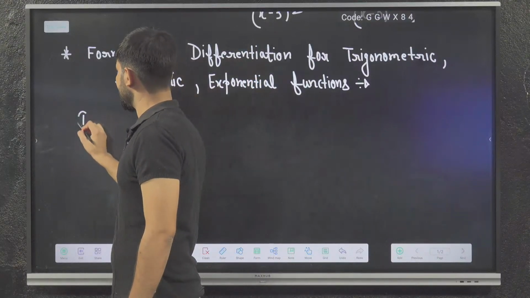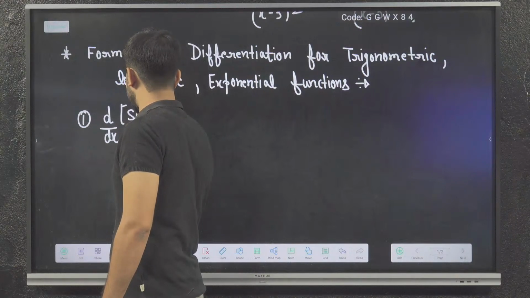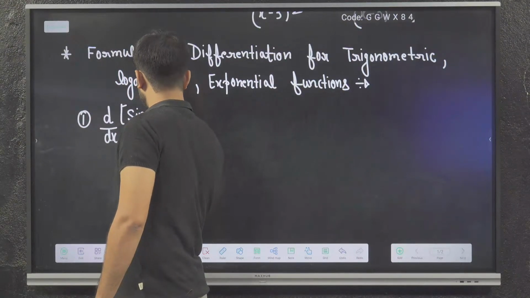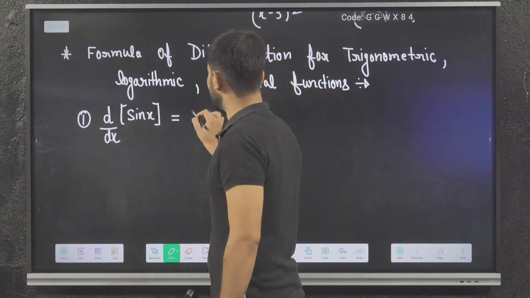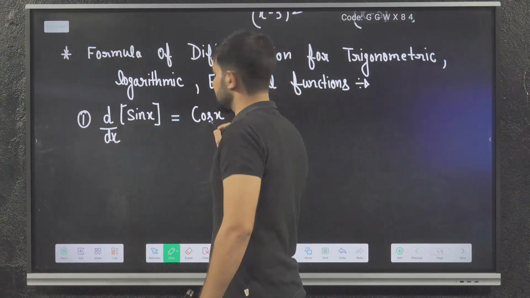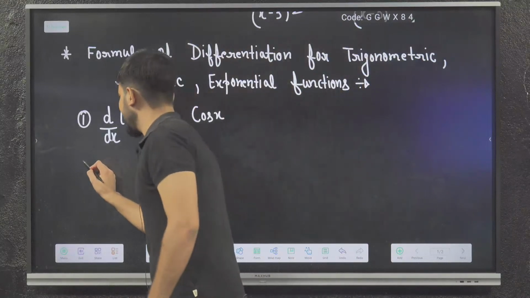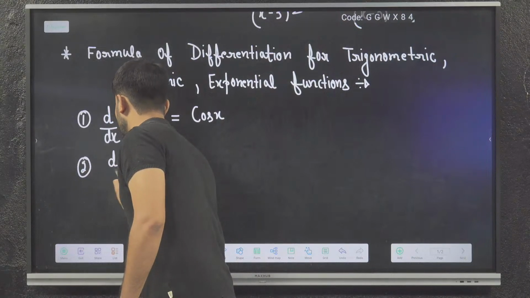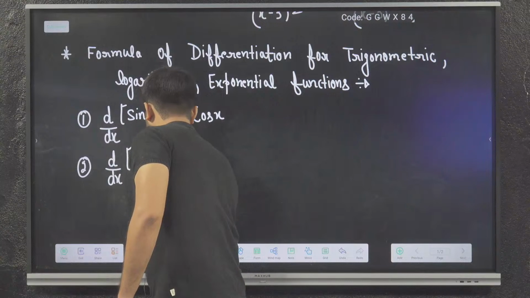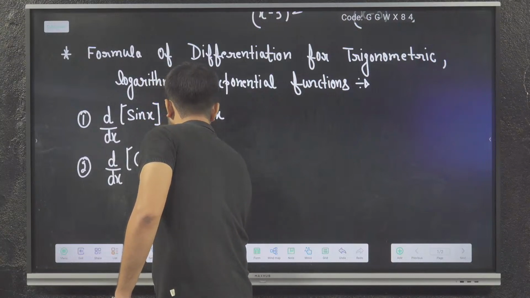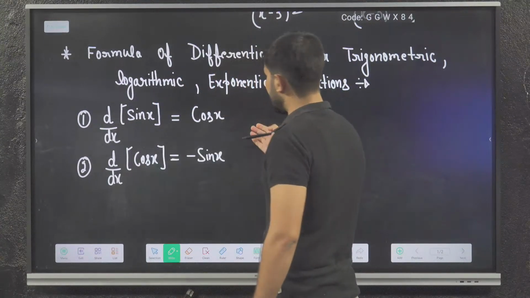So the very first differentiation that you have to remember is the differentiation of sine x. What is the differentiation of sine x, beta? Very simple, cos x. No logic, you just have to remember. Next, somebody will ask, sir, what is the differentiation of cos x? The differentiation of cos x is minus sine x. I'm repeating this again.